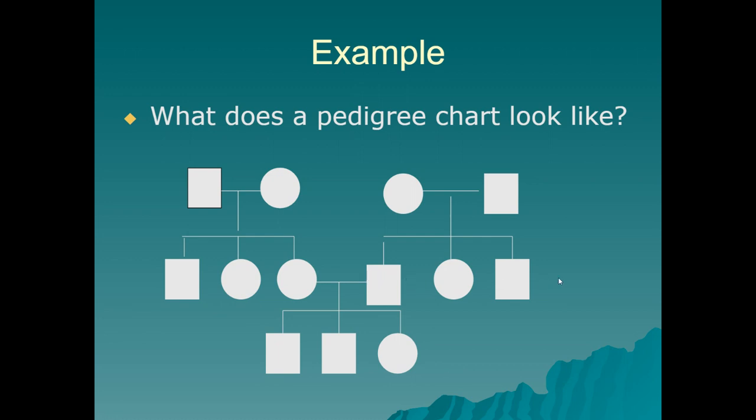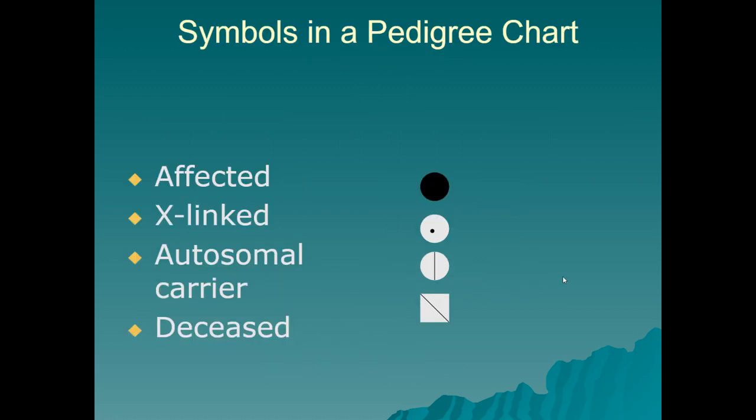So what does a pedigree chart look like? So again, affected is shaded. X-linked has something going on like a dot in the circle if it's female, autosomal. Carrier would have a line down the middle, but sometimes you see it shaded halfway, and a deceased will be a diagonal line over the square or the circle.